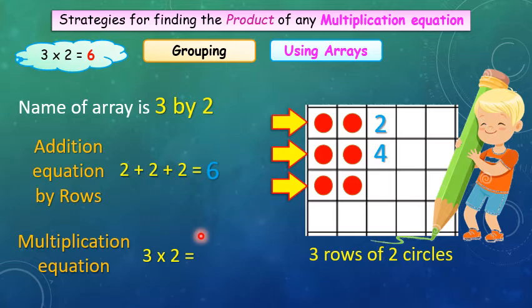Now, in our multiplication equation, 3 by 2 equals 6. Then in the array, we use our name from this array, 3 by 2, which means 3 rows, each row has 2 circles. Okay, then it will be 2, 4, 6. Good job.